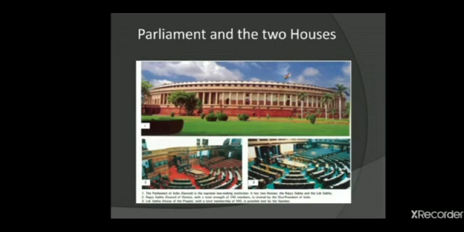Number 2 picture is of the Rajya Sabha. The Rajya Sabha is also known as the Council of States, with a total strength of 245 members, and is chaired by the Vice President of India. The third picture is of the Lok Sabha. The Lok Sabha is also known as the House of the People, with a total membership of 545, and it is presided over by the Speaker. So the Speaker is the president here.